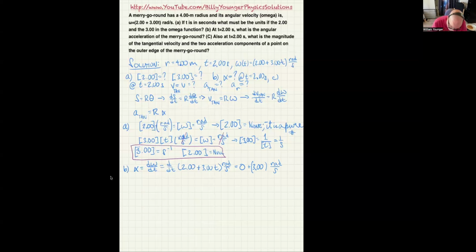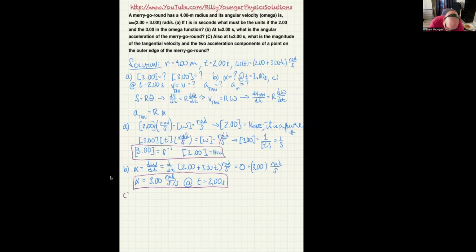So we can now say that the acceleration at any time is actually 3.00 radians per second every second. And that's alpha at t equal 2.0 seconds, but it also happens to turn out to be alpha at pretty much all times that the equation is valid. I should stress that here, hence I said it. So that's part B.